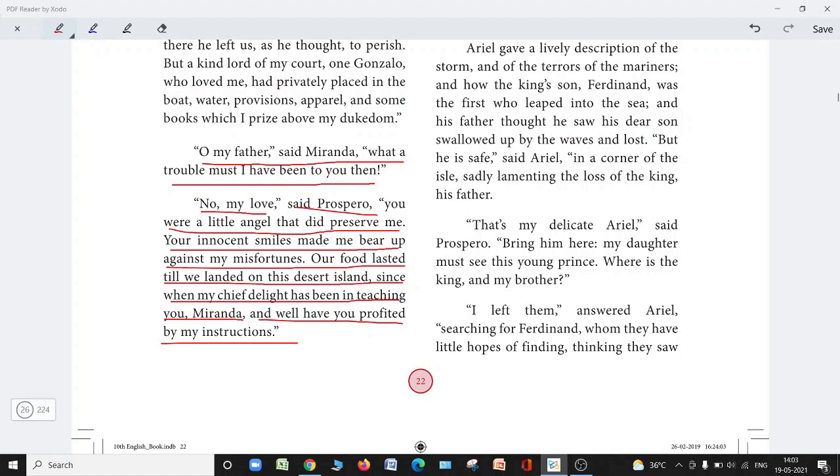Miranda is asking, oh my father, that was such a difficult situation, so I must have been a big trouble for you, right? He says, oh, my love, no, you were not a trouble to me. You were such a little angel, and your smile let me forget all my misfortunes. You were the one who gave me hope to live on this island.